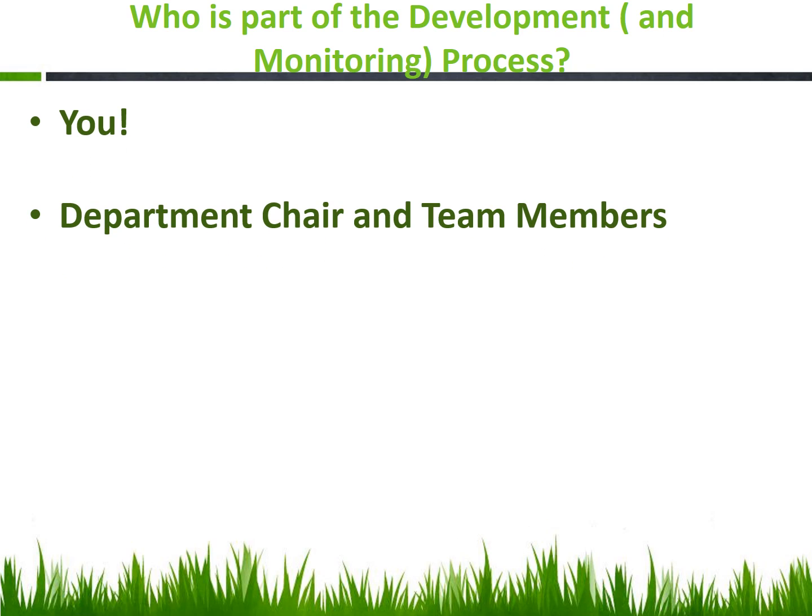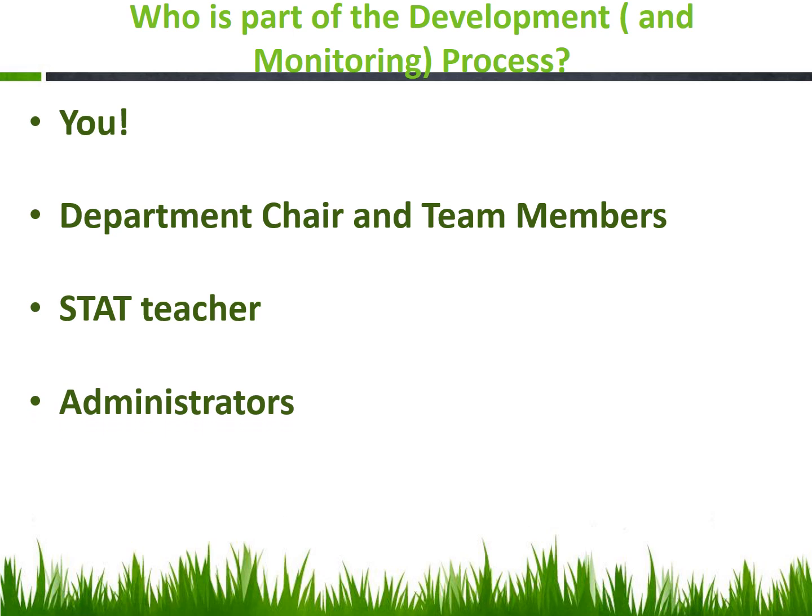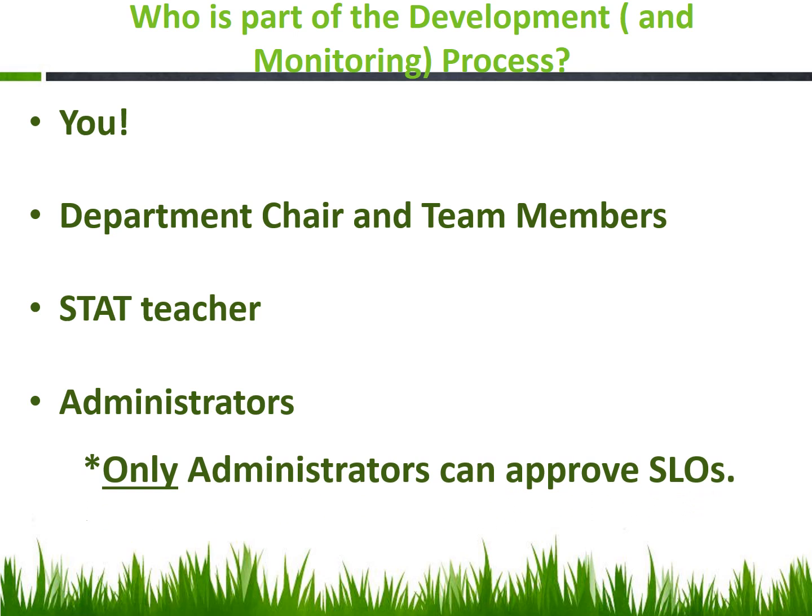The SLO development process first starts with you coming up with something that you think your students may struggle with, part of the curriculum or content that you know students usually have some difficulty in. After that, your department chair and team members may also assist you in narrowing down the scope of what you want to focus on. You may decide as a department to focus on one particular area. You can always meet with me to help glean more information about the process, and then at the end the administrator has to approve the SLO.